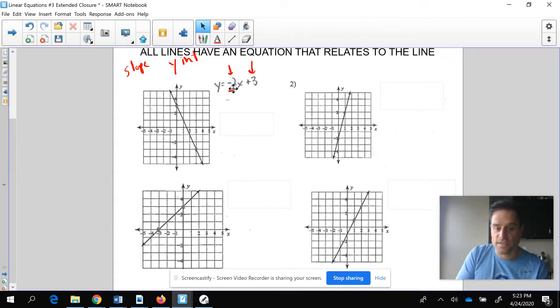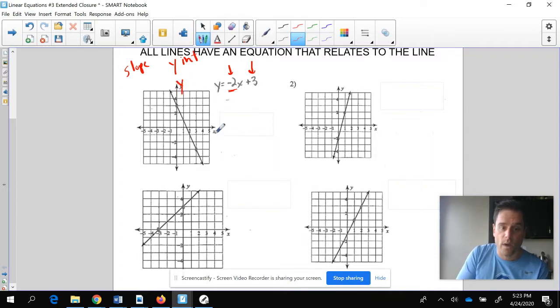And so how do you know what this is? Well, you know this is y. Y is always, in this case, negative 2x plus 3. So whatever x is, you have to multiply that by negative 2 and then add 3, and that will always give you this line. Let's take a look at another one.